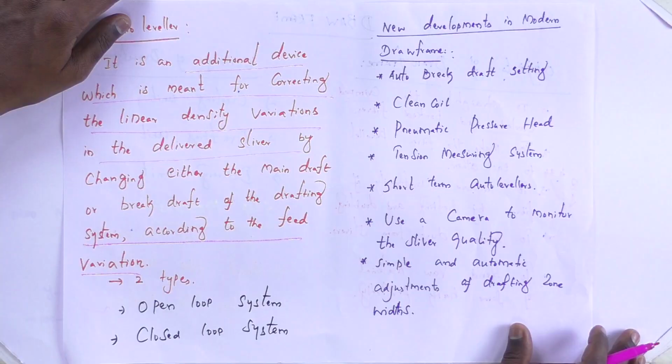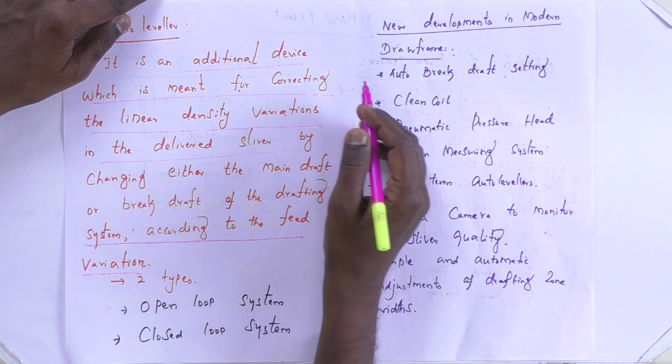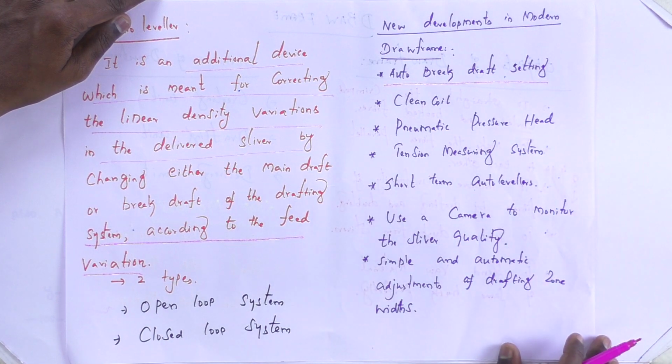What are the new developments in the modern draft frame? The latest draft frames, for example from the Trützschler or Rieter manufacturers, have a lot of improvements in draft frame machines. What are the improvements? The first one is auto break draft setting. The setting of the draft frame is very easy nowadays. Without much effort, we can change the draft easily.